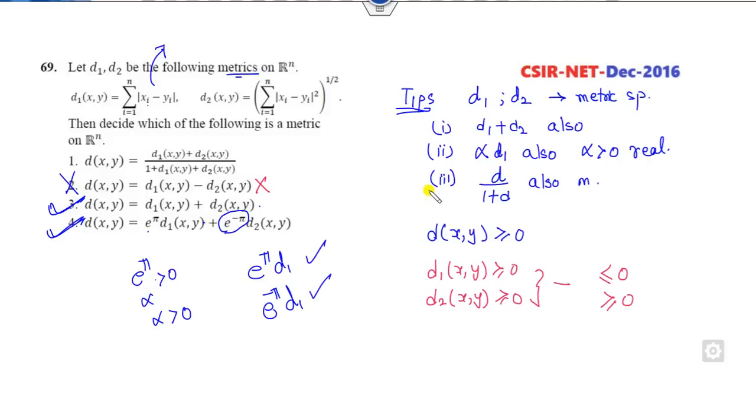Now the first option, you can think about here, because we all know D1 plus D2 is a metric space. So if I consider this as, say, my y, then y over 1 plus y is also a metric space. So the first option is also the correct option.